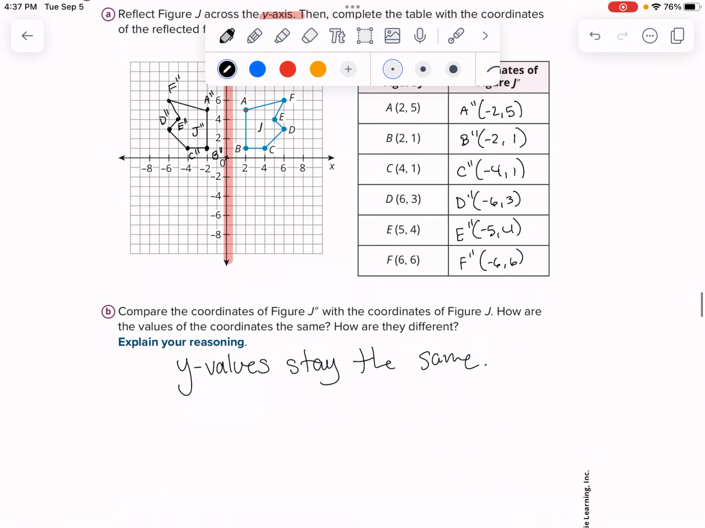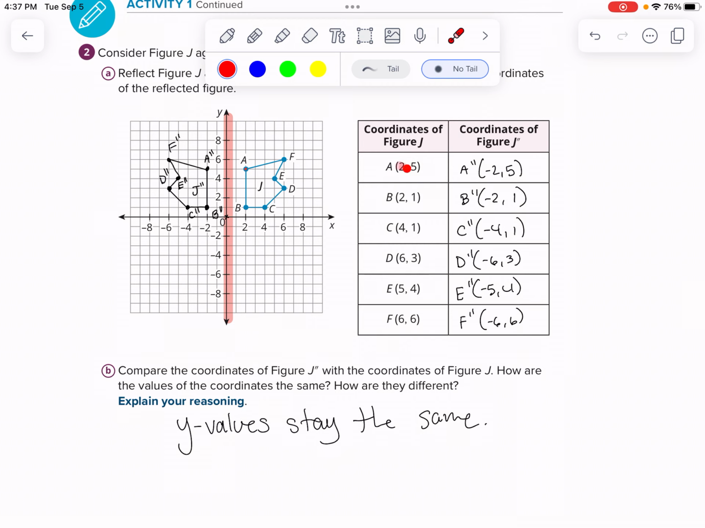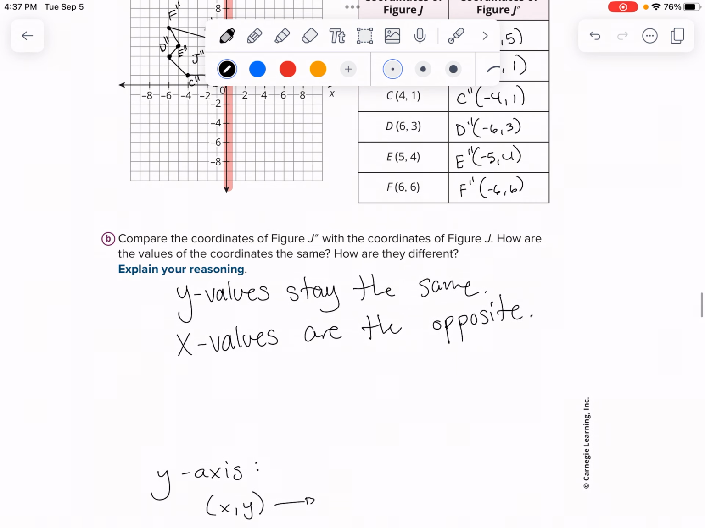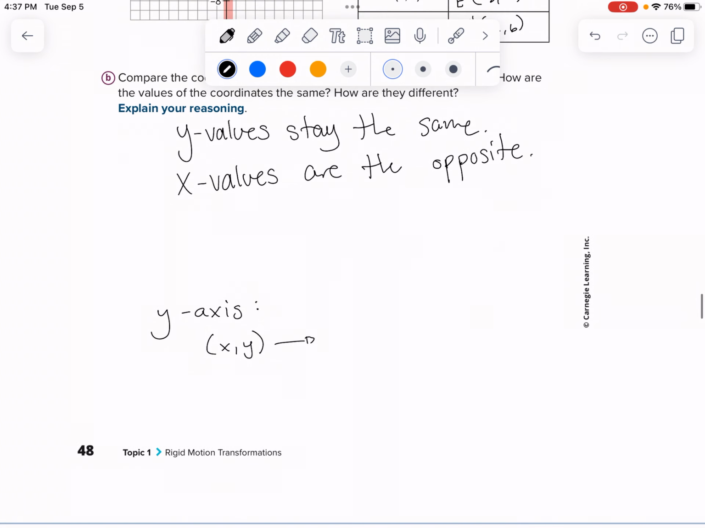And then what else do we notice? Right, for this, -2 becomes -2, 4 becomes -4, 5 becomes -5. So the X values, the first values, are the opposite. It still stays the same number, it's just we change the sign. So the rule, Y-axis, X comma Y, and then an arrow, is that this becomes -X, +Y. So we can just say that the X's are opposite and the Y stays the same.